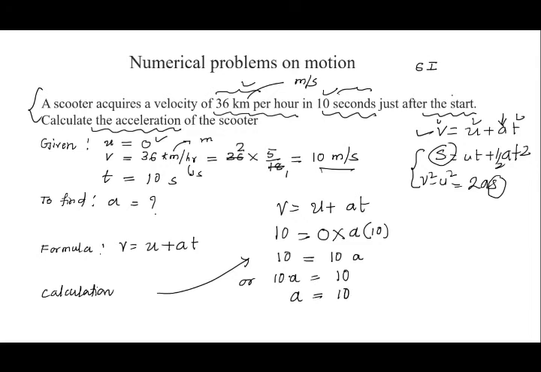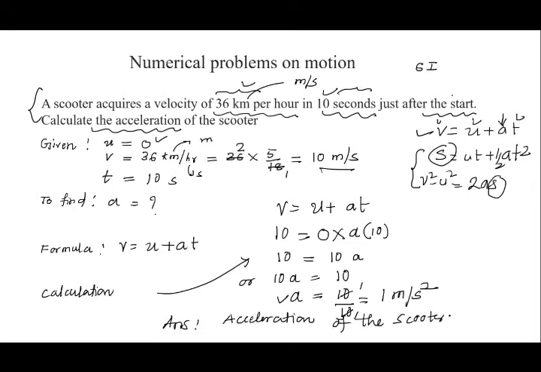Since it is multiplication, it becomes a division here. 10 by 10, which is equal to 1. But wait, don't stop here. You have to write the SI unit of acceleration, that is meter per second square, and therefore write the answer: the acceleration of the scooter at the end of 10 seconds is 1 meter per second square. This should be your answer to get the full mark.